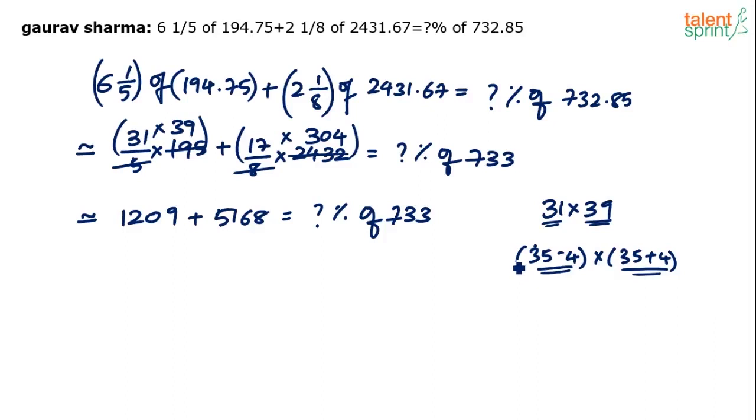What should be the result? A squared minus B squared. 35 squared is 1225. You know how to find the square of a number ending in 5, right? 35 squared is 1225, 4 squared is 16. 1225 minus 16 is 1209. That's one way of doing it.